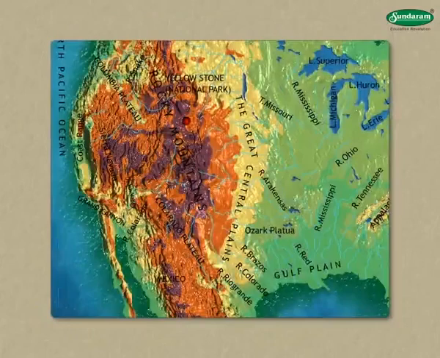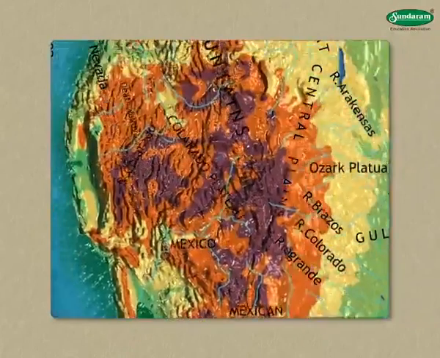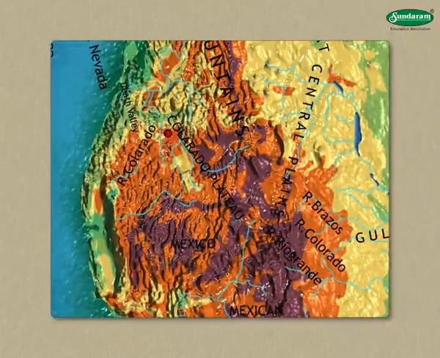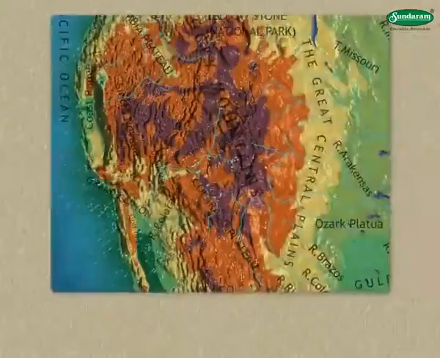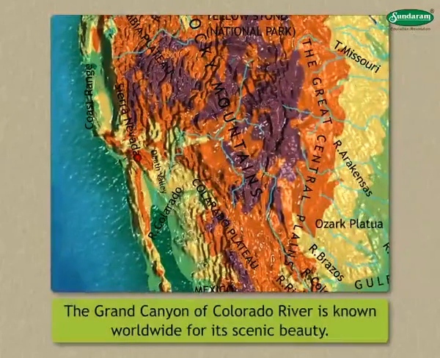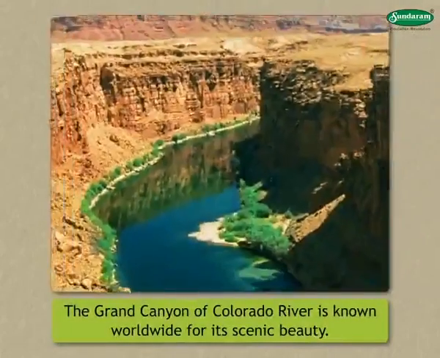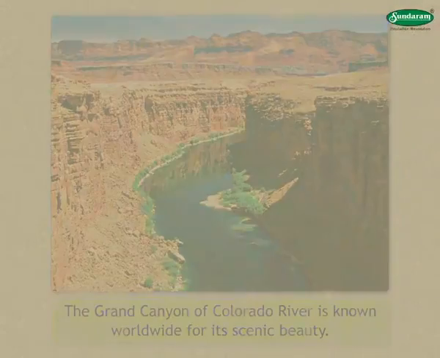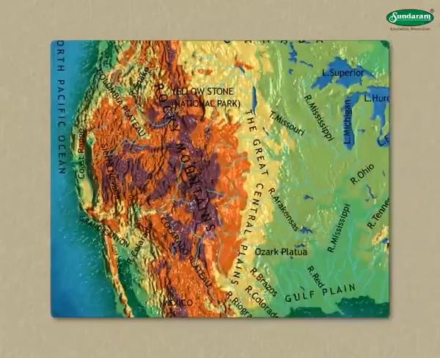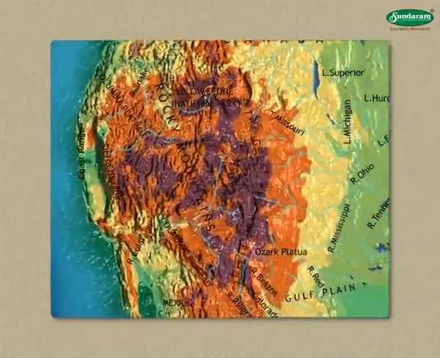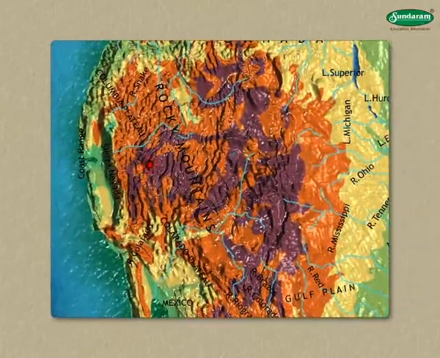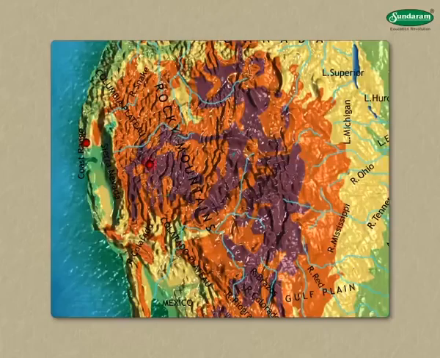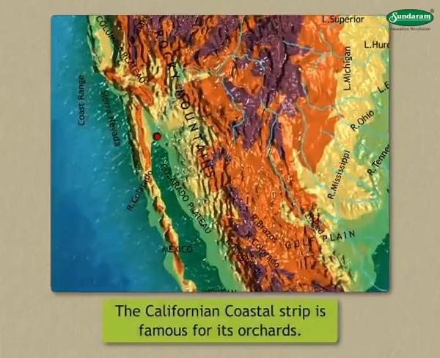The Rocky Mountains run parallel to the western coast. Colorado and Columbia plateaus are located within this mountain system. The spectacular Grand Canyon of Colorado River is known worldwide for its scenic beauty. Within the western coastal region, we find minor ranges like Sierra Nevada and Coast Range. Beyond that is a narrow coastal strip. The Californian coastal strip is famous for its orchids.